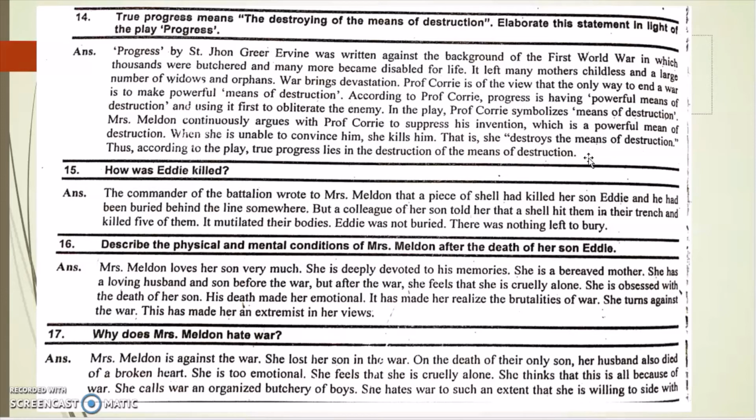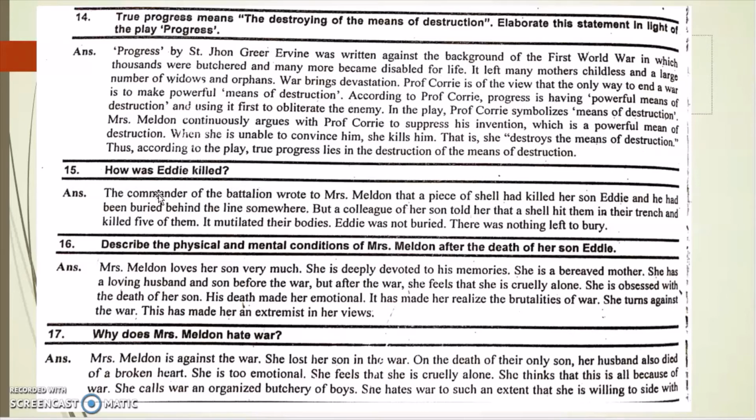True progress is not weapon advancement. True progress is not having a more mechanized war. True progress is when you value human life more than you value weapons and money, etc. So in this play also, because Professor Corey symbolized bombs and death and war, when Mrs. Meldon kills him, she is destroying one means of war at least. So one less person to make a powerful bomb. There are others, but that is what she could do. So for her, that is progress.